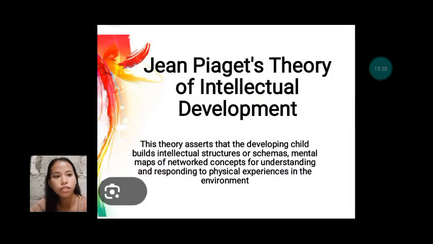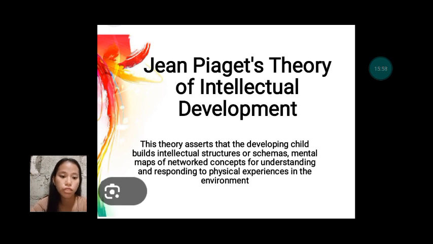So, let's come up with Jean Piaget's theory of intellectual development. This theory asserts that the developing child builds intellectual structures or schemas, mental maps of network concepts for understanding and responding to physical experiences in the environment.